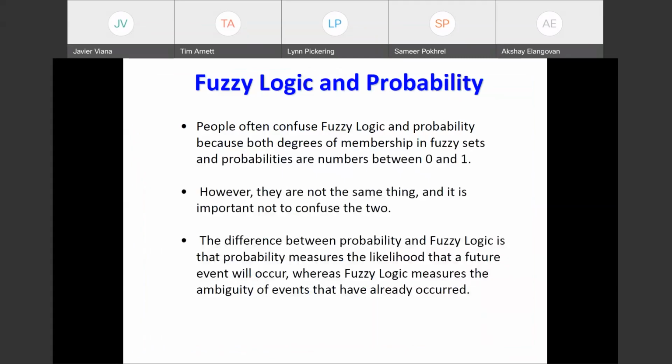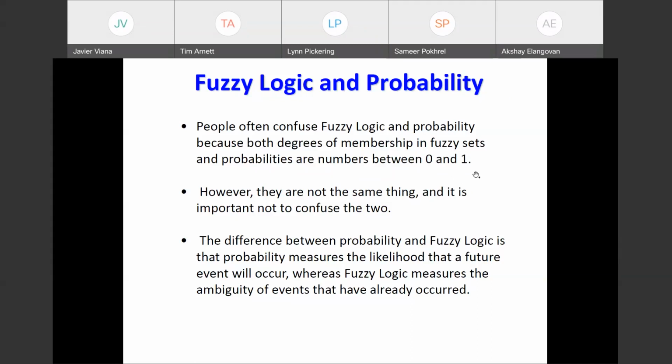I would like to highlight something, which is that fuzzy logic is not probability. They're often confused, and even if you can notionally represent a fuzzy system, or at least its output, as a probability, which you can do, fuzzy logic and probability are still not the same thing. They do both offer degrees of membership, both degrees of membership in fuzzy sets and probabilities are numbers between 0 and 1.